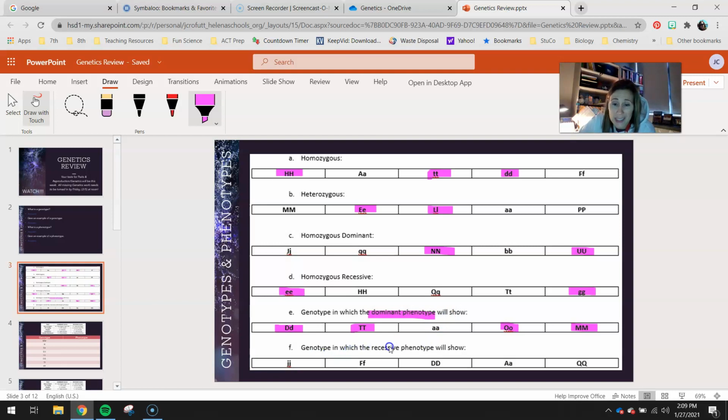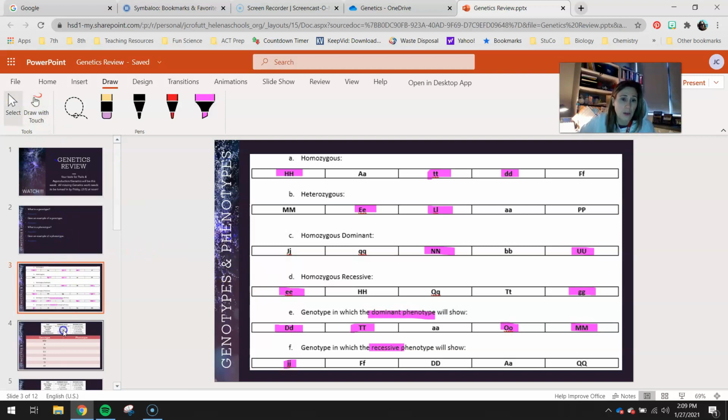Finally, genotype in which the recessive phenotype will show. The only way we can inherit the recessive phenotype is if both parents pass down the recessive allele. So we would be looking for homozygous recessive. So that is the only one out of there that gives us a recessive phenotype.